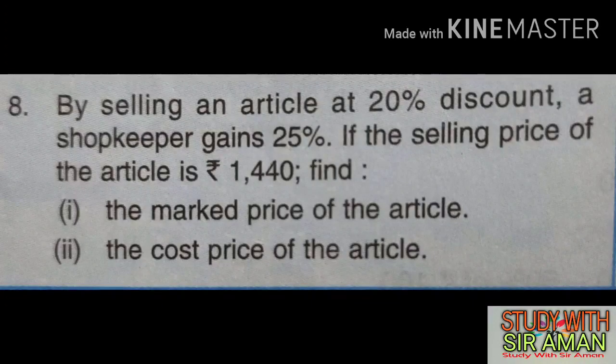Check next question. The numbers which I am leaving are of same kind. Try by yourself. By selling an article at 20% discount, what is the information? Discount 20%, gain 25%, selling price of the article is given. Selling price is 1440. Three data are given. Number one we need marked price, then we need cost price. How we will solve this? Very easy. By reading the word problem, I have told you, take out the information. Okay, see how to solve.